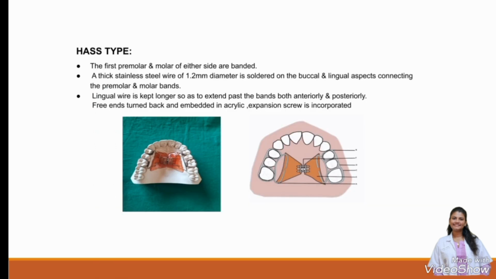Next, Haas type. This is tooth and tissue borne appliance. In this appliance, the first premolar and molar on either side are banded. A thick stainless steel wire of about 1.2 mm diameter is soldered on buccal and lingual aspects connecting premolar and molar bands. Lingual wire is kept longer so as to extend past the bands both anteriorly and posteriorly. Free ends are turned back and embedded in acrylic. Expansion screw is also incorporated, as we can see in picture below.